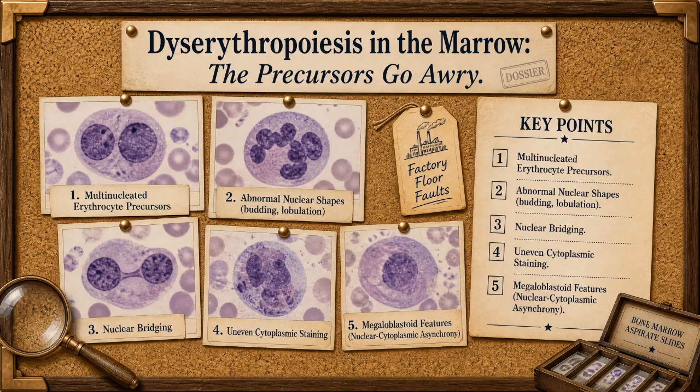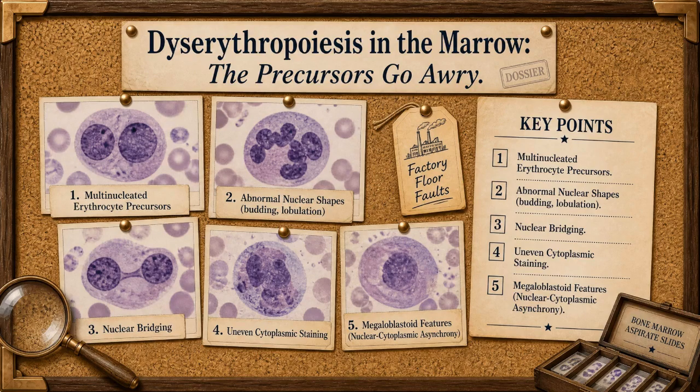And finally, you might encounter megaloblastoid features. This refers to large erythroid precursors that exhibit asynchronous maturation, meaning the nucleus appears immature while the cytoplasm is more mature, or vice versa. This is a classic sign of nuclear-cytoplasmic asynchrony. What's crucial here is that these megaloblastoid features occur despite normal vitamin B12 and folate levels, differentiating them from true megaloblastic anemias. Your meticulous observation of these nuclear and cytoplasmic abnormalities in erythroid precursors is absolutely essential for diagnosing dyserythropoiesis in MDS. It's a direct window into the dysfunctional red cell production line.